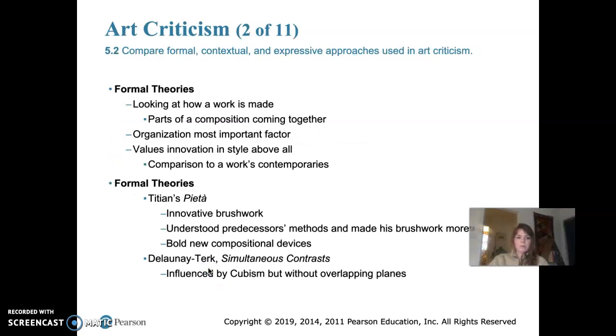So let's start with the formal theory. Critics who use the formal theory look carefully at how the work was actually made. So the parts of the composition, how they come together to create a visual experience. The formal organization of the work is the most important factor in evaluating it in this type of theory. The subject is actually less important than how the artist actually presents it. Innovation in style is very important. It's valued above all. So if they've got some innovative techniques or style that they're using, that's very important in the formal theory.